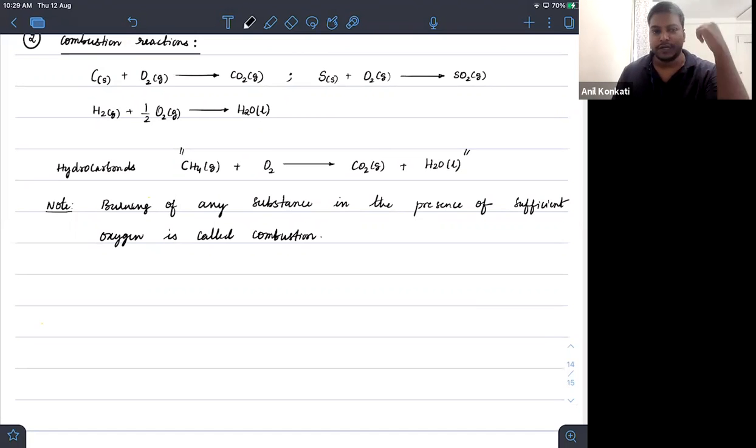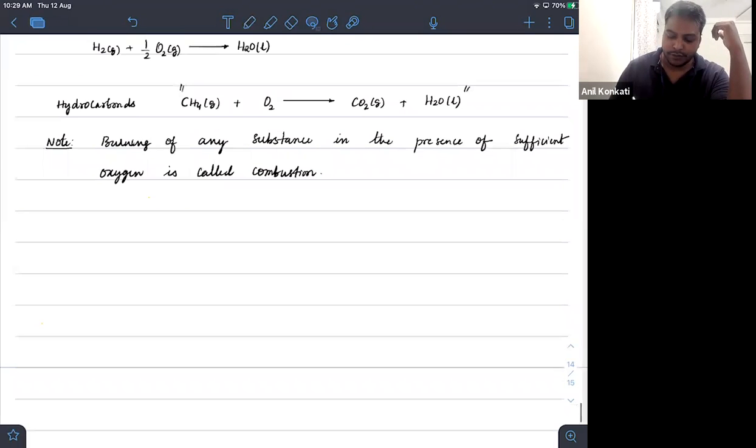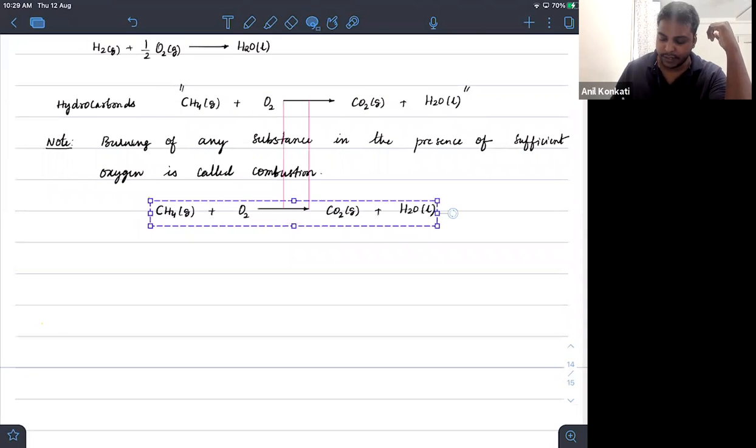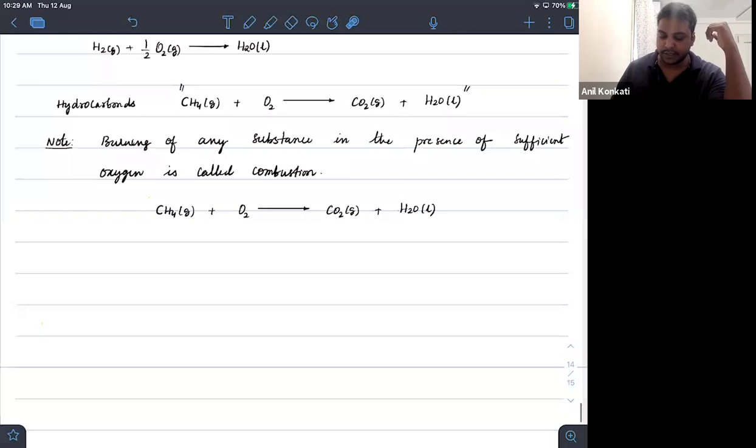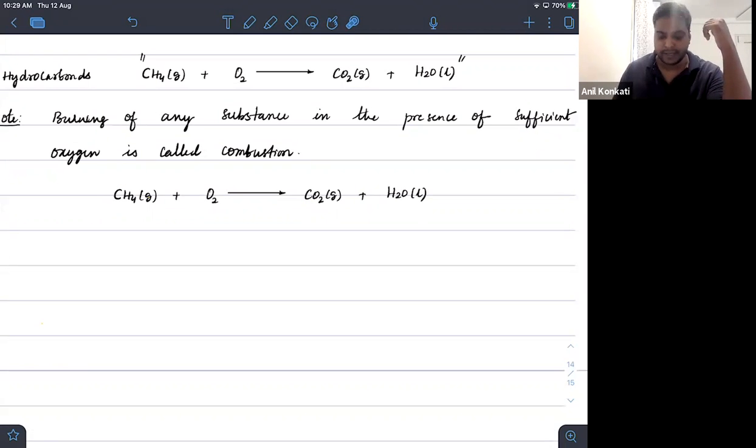So first, how should combustion reactions be solved? Let us see. How do we balance them? Suppose if I take this as the balanced equation, so how would I do that? If this is a balanced equation, now look at this. We have one carbon on the right, one carbon on the left. That carbon is balanced. We don't have to worry about it.